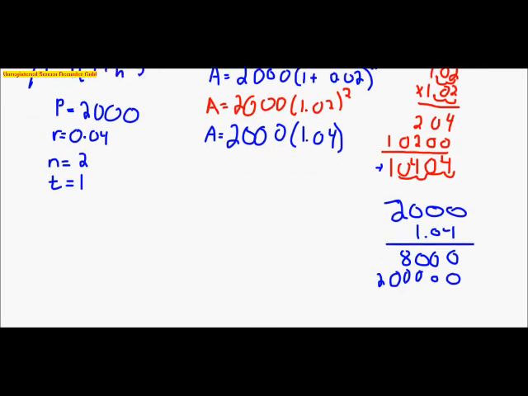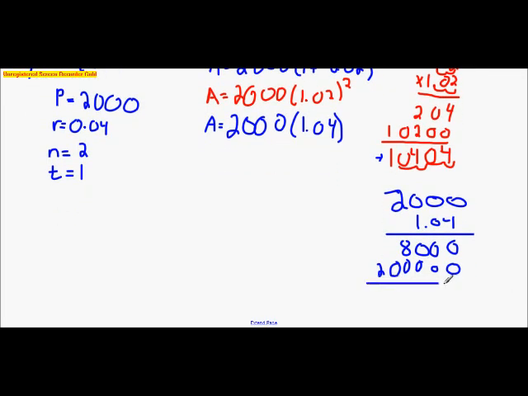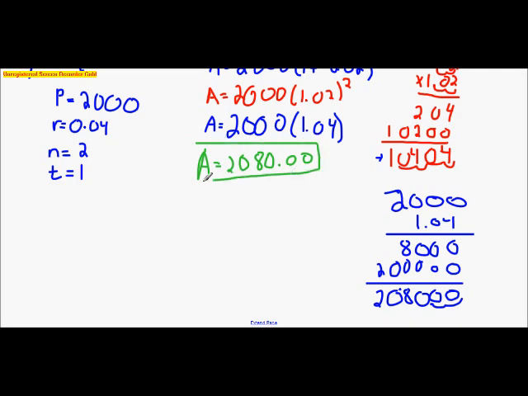And so if we add these together, we get a bunch of zeros here. 0, 0, 0. 8 plus 0 is 8. 0 and 2. And then how many decimal places do we have to move? We have to move 2. So we go 1, 2. And so our answer, if we multiply these together, is going to be A equals 2080.00. And so that right there is our final answer.